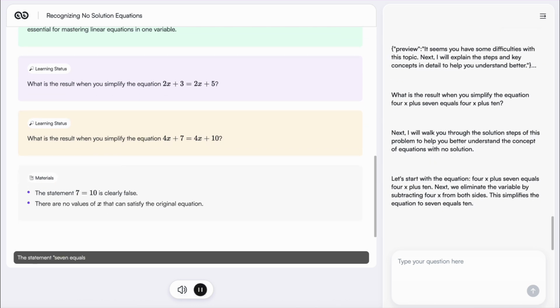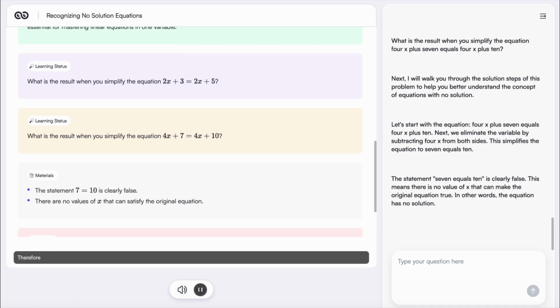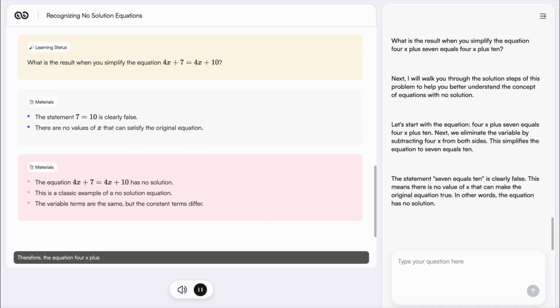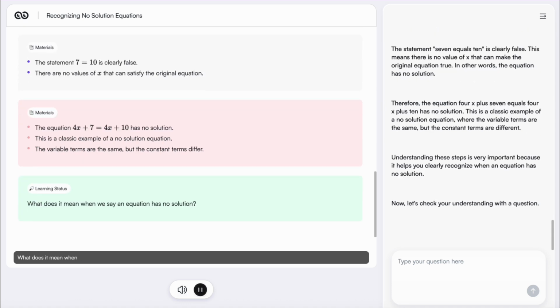The statement 7 equals 10 is clearly false. This means there is no value of x that can make the original equation true. In other words, the equation has no solution. Therefore, the equation 4x plus 7 equals 4x plus 10 has no solution. This is a classic example of a no-solution equation, where the variable terms are the same, but the constant terms are different. What does it mean when we say an equation has no solution?